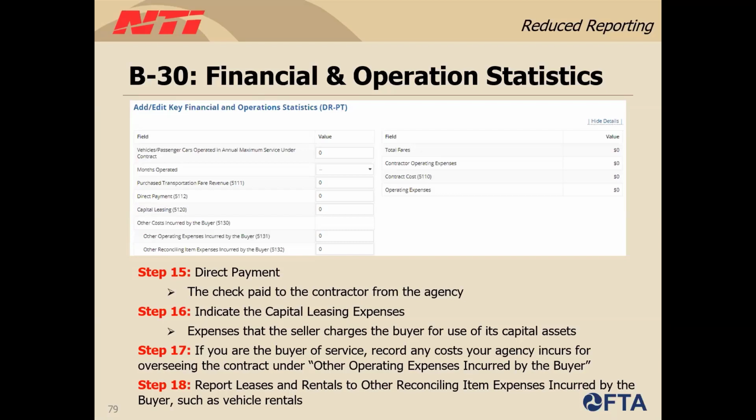If you're the buyer of service, you will record any costs your agency incurs for overseeing the contract under the other operating expenses incurred by the buyer field. This should include general administration costs to oversee the contract and any other applicable expenses. And lastly, you report any leases and rental expenses and the other reconciling items incurred by the buyer field. This will be for expenses such as vehicle rentals.